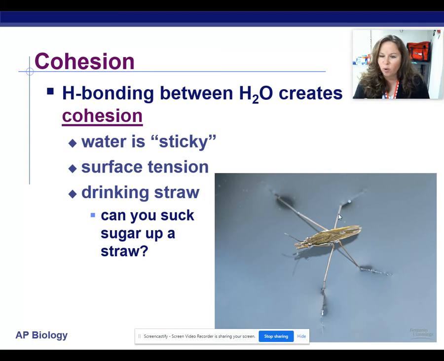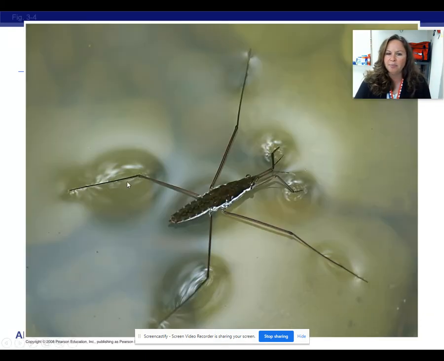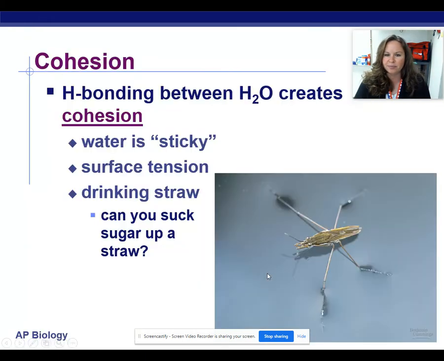The fact that water molecules stick together with hydrogen bonds, and then it creates kind of this sheet on top that these bugs can wheel around on, that's called surface tension. So surface tension is a result of cohesion, which is a result of the hydrogen bonds between water molecules.